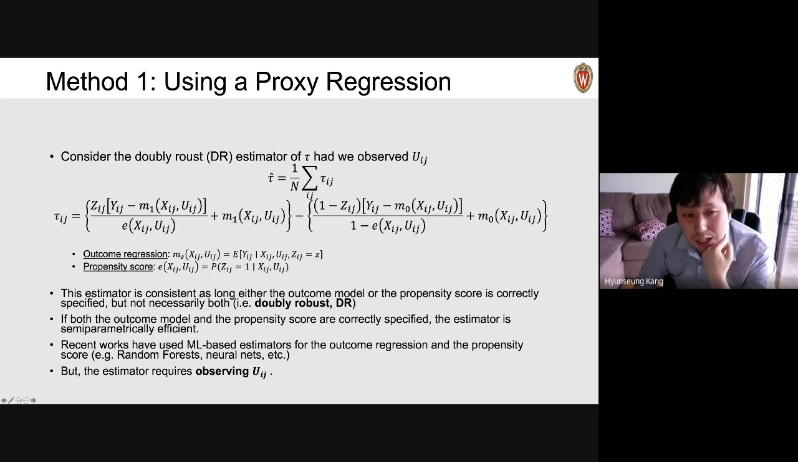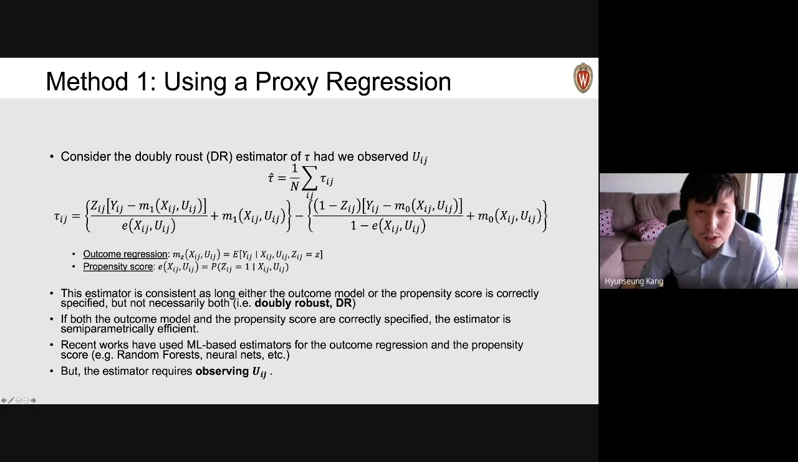Now, one of the nice things about this type of estimator is that it's consistent as long as either the outcome model or the propensity score is correctly specified, but not necessarily both. That means you can misspecify and be completely off in how you model the M1 function or M0 function. As long as you model the propensity score correctly, it will still be a consistent estimate of the treatment effect, and vice versa. If you screwed up modeling the propensity score, but were great at modeling M1 and M0, then tau hat will still be consistent. And if you're lucky and got both modeled correctly, then this would be the most efficient estimator possible in terms of semi-parametric efficiency. That is, it's going to squeeze out the most juice in your data in terms of minimizing variance.